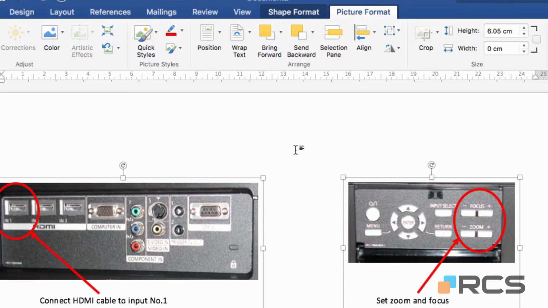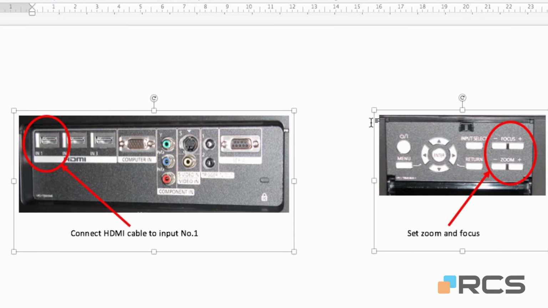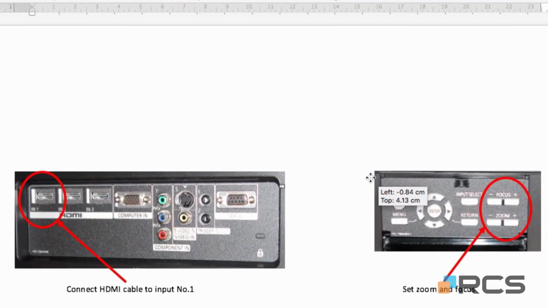And of course, with both groups selected, I can also move both together. So all I need to do is put the mouse pointer on the edge of either group, click and drag, and they will move together like so.